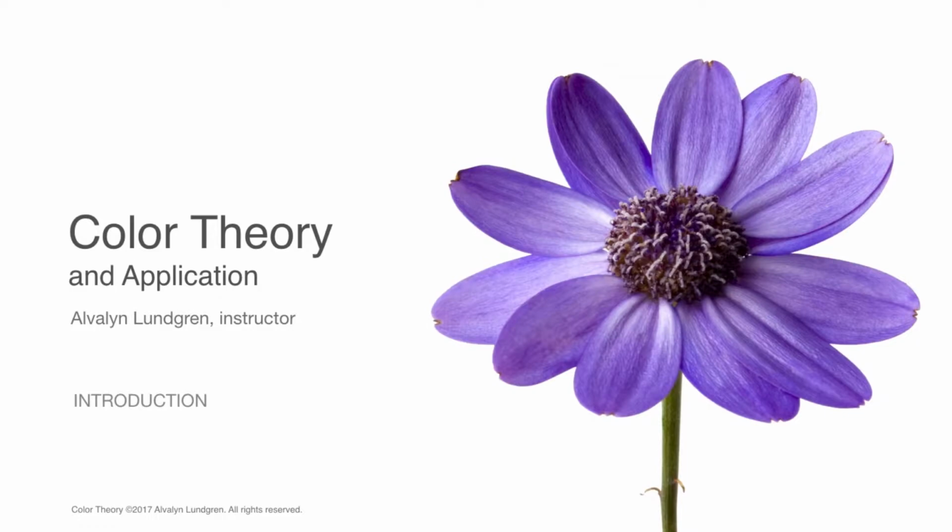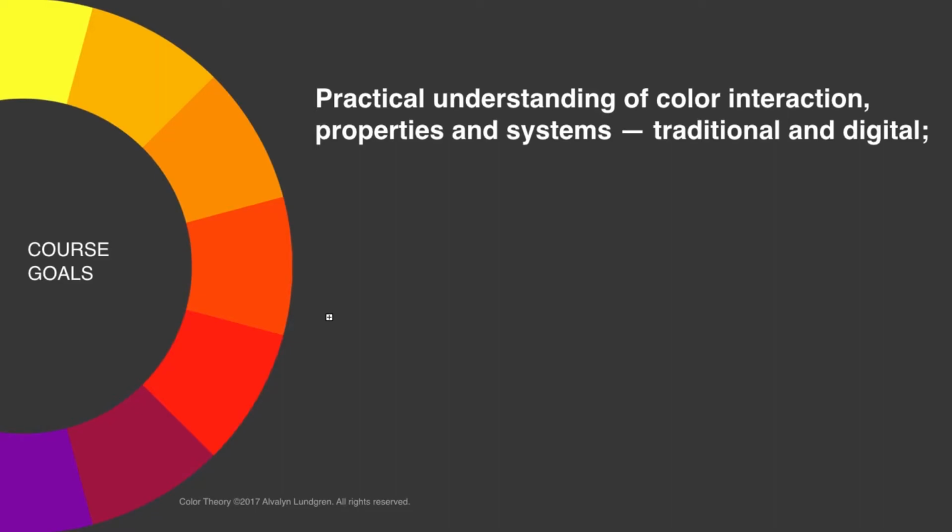So let me begin with the purpose of the course, and that is to provide you with a working understanding of how color actually works. Color has a lot of absolutes about it. We work with color systems and we'll be talking about those. There are digital color systems and there are analog or pigment-based color systems.